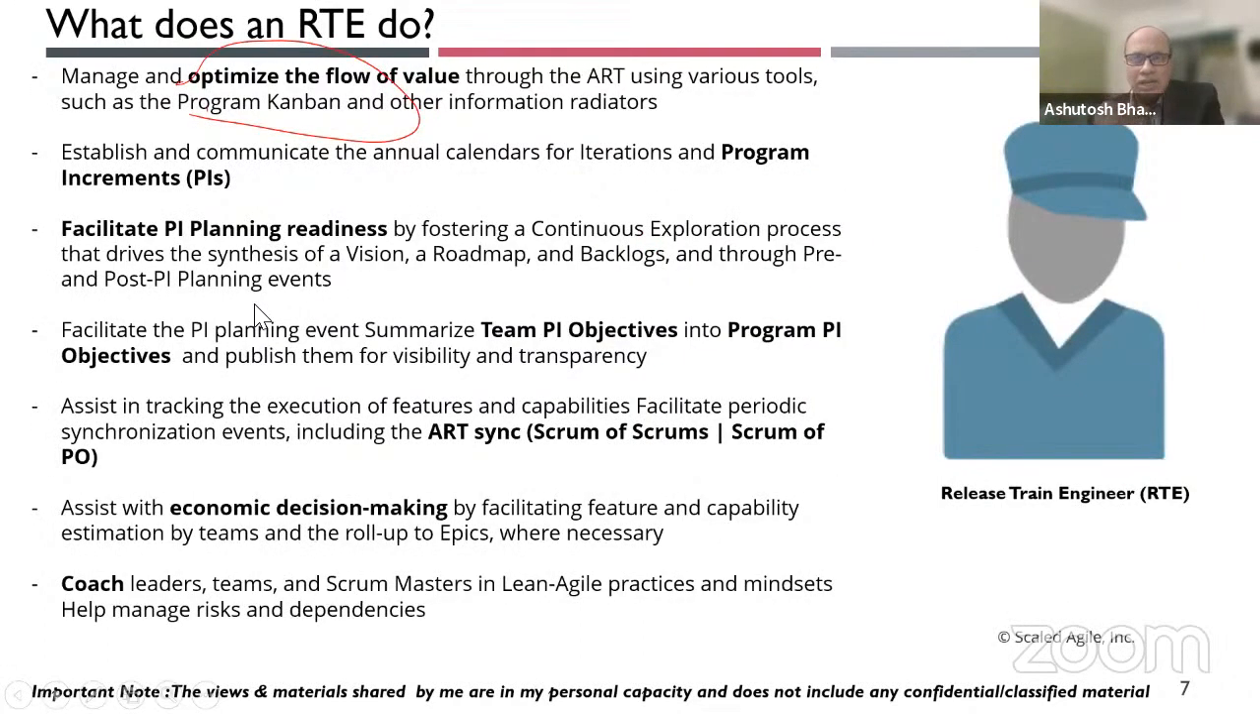So ultimately the RTE needs to ensure that the team objectives roll over into the PI objectives, and he or she will publish those objectives. And apart from that, there are other events which an RTE facilitates, called ART sync events, be it the Scrum of Scrums events, where all the Scrum Masters come on a common forum to discuss any dependencies or blockages, or the Scrum of Product Owners, right? So that's another role of an RTE.